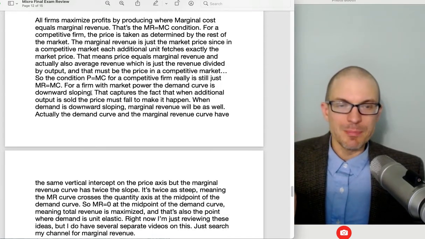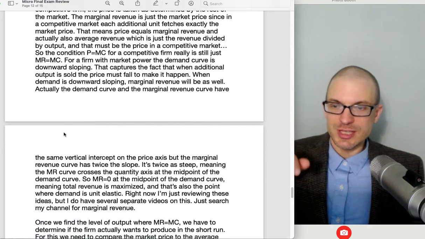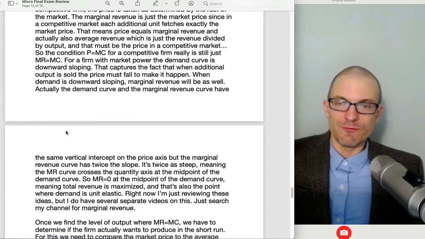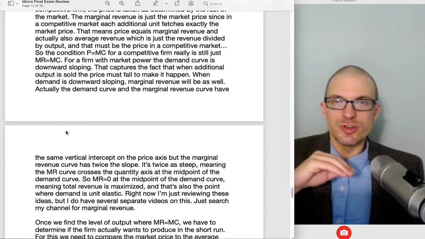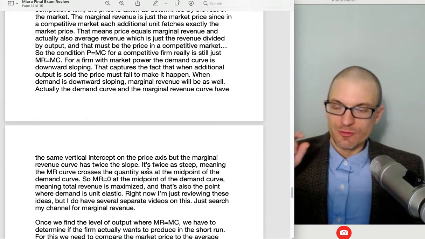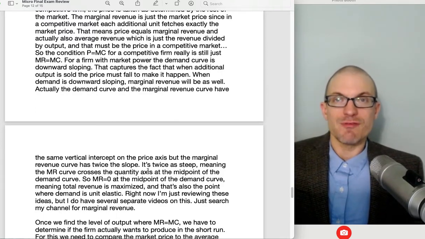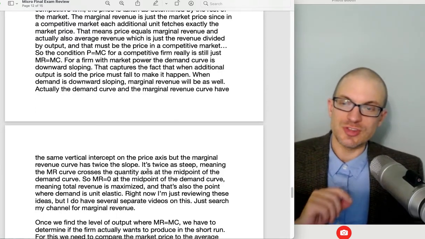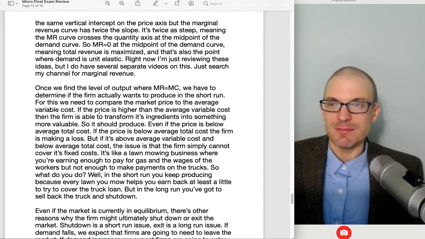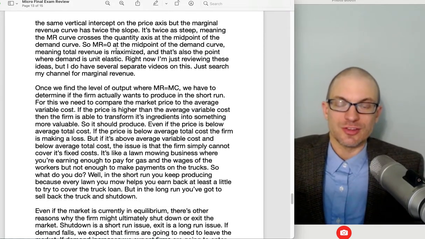For a monopoly firm, you'll get marginal revenue actually decreasing, actually lying below the demand curve. So we'll think of marginal revenue and the demand curve for a linear demand curve as having the same vertical intercept, but marginal revenue having twice the slope. It's being twice as steep, meaning the marginal revenue curve is going to cross the quantity axis at the midpoint of the demand curve. So that's actually at the point of unit elasticity.